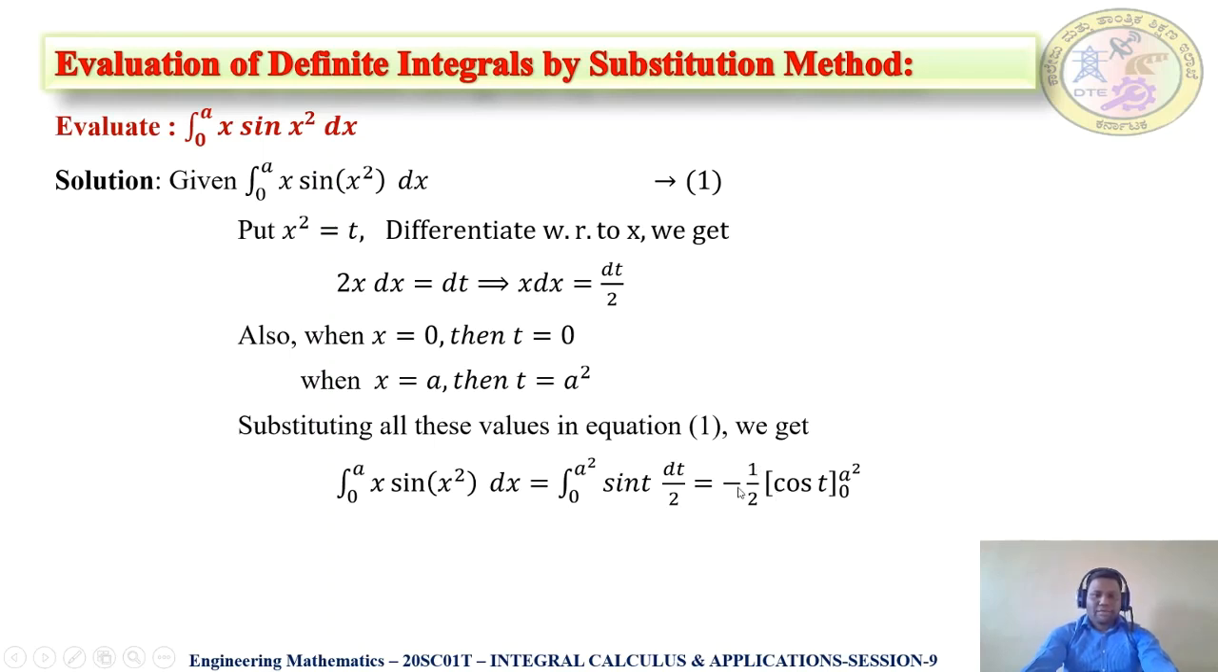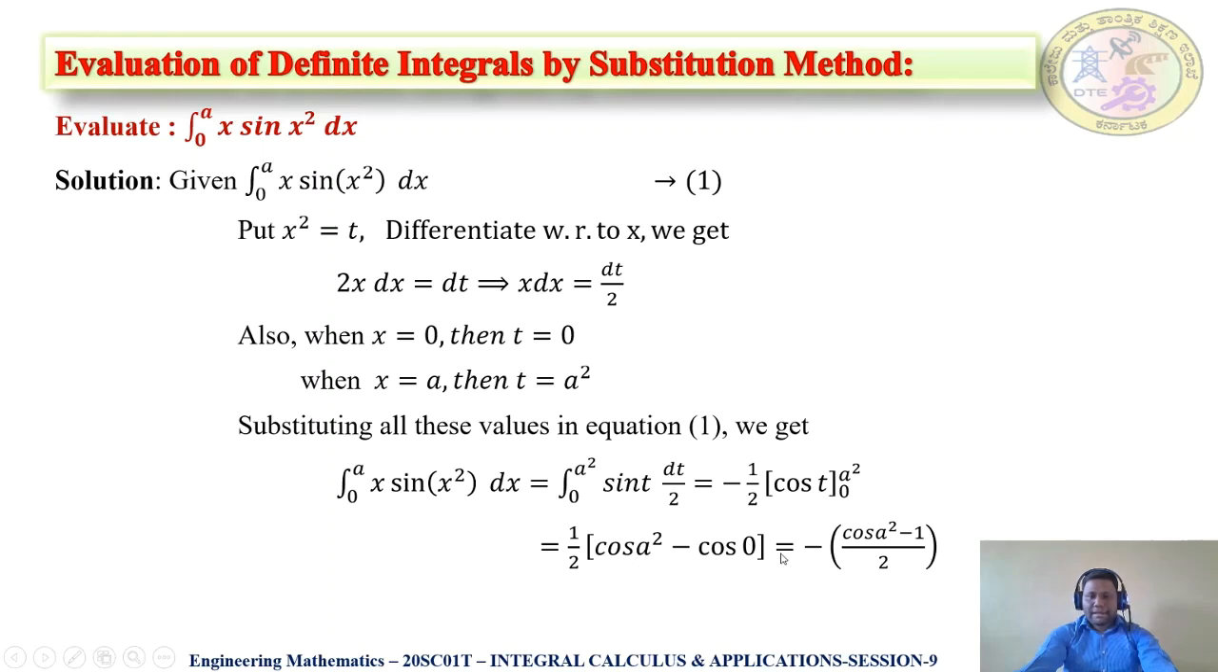Now we have taken 1 by 2 outside, and also integration of sin t is minus cos t. We have taken minus also outside. So minus 1 by 2 comes outside, and integration of sin t is minus cos t, and minus is here, so cos t between the limits 0 to a square. Now apply the upper limit. Upper limit is a square, lower limit is 0. That is minus 1 by 2 cos of a square minus cos of 0.